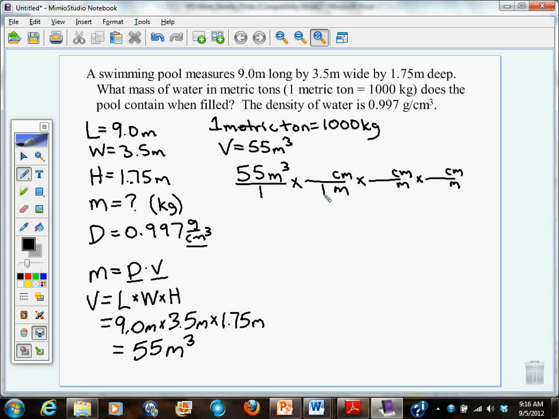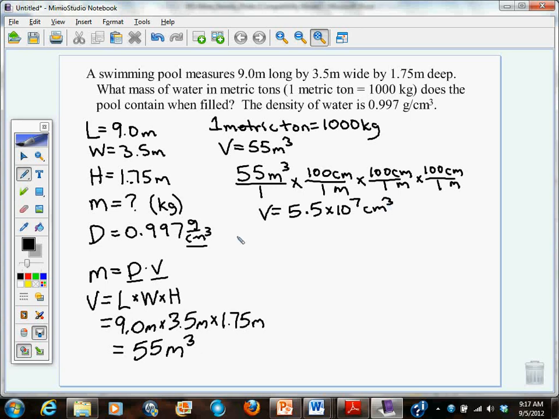And now I fill in the numbers. 1 meter is exactly equal to 100 centimeters, for each of the three fractions. And when I multiply that out, I get that the volume is equal to 5.5 times 10 to the 7th centimeters cubed, is how I would write that, just to save space. Once again, there will be 55 with 6 zeros after it. And that would be in centimeters cubed.